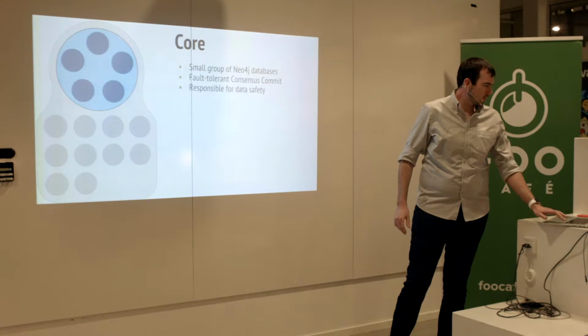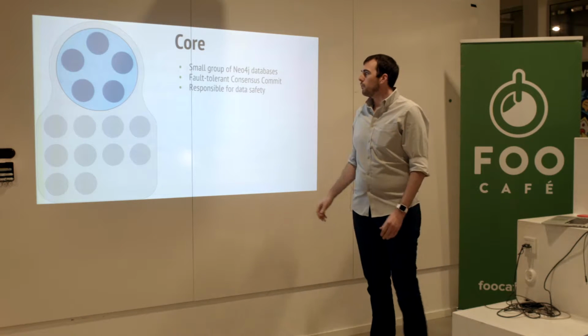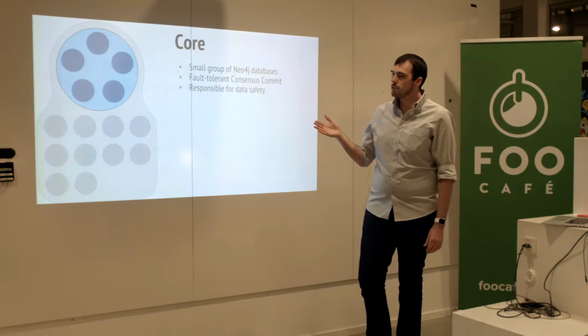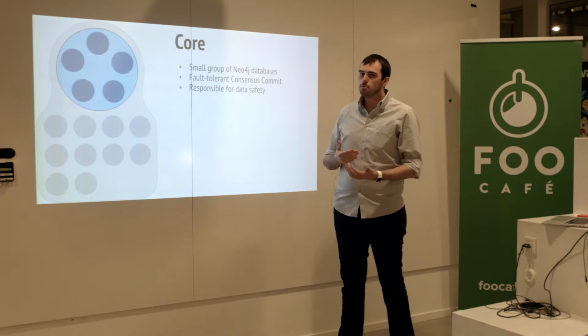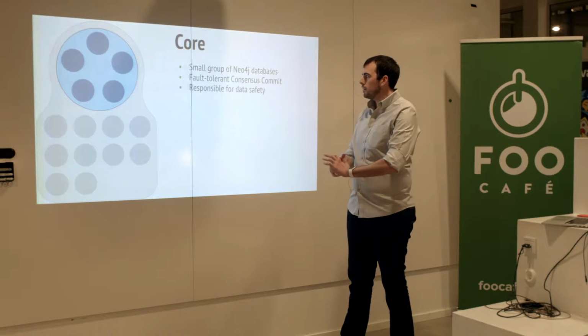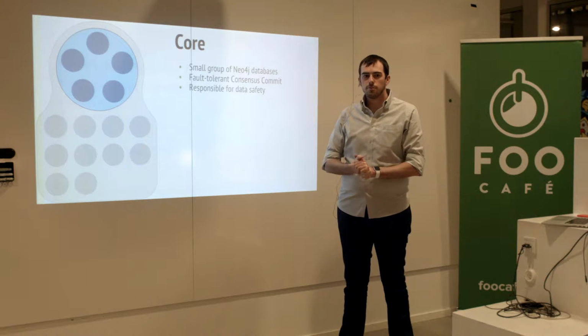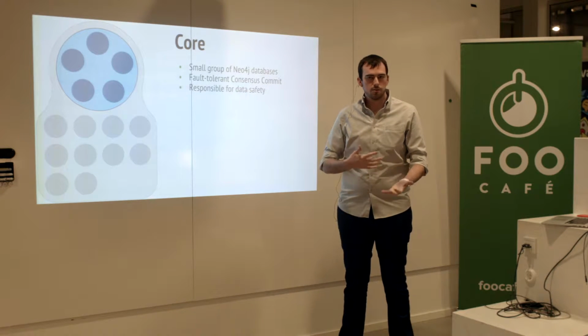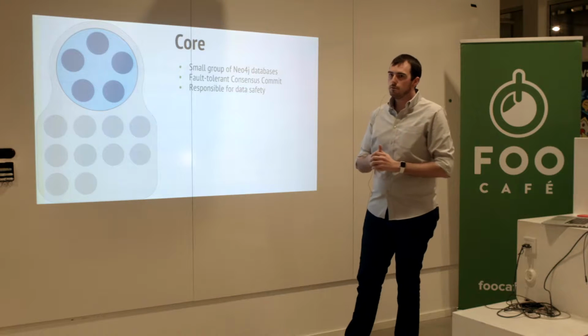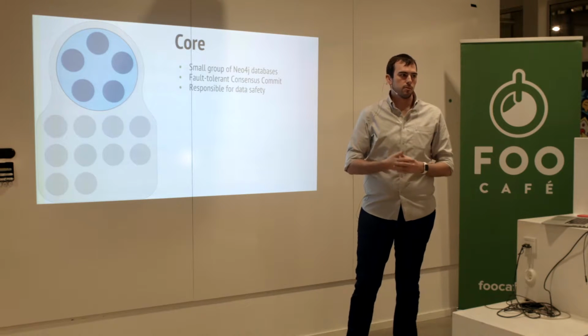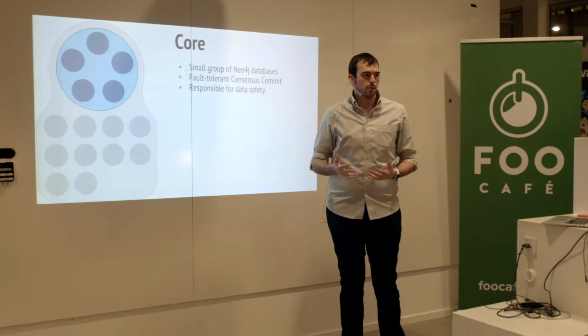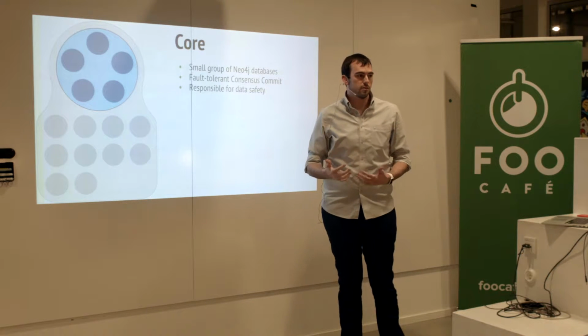The most important one is probably the core. Like I said, it's a small group of Neo4j databases. They run a fault-tolerant consensus commit protocol. That means they get consensus before they commit the data, and they're responsible for data safety. So in the event of something bad happening, you've got this core group that will take care that the data is safe.